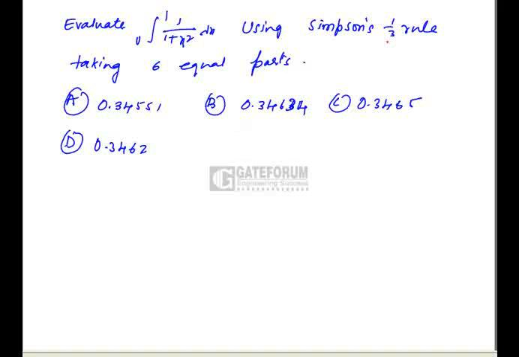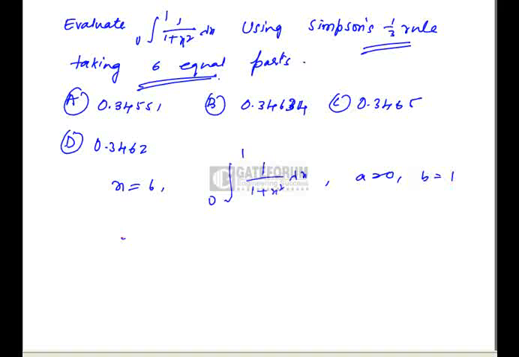In this problem, we have to evaluate the integral from 0 to 1 of 1 by 1 plus x squared dx by using Simpson's one-third rule, dividing into 6 equal parts. Now here n is given as 6 and the integral is from 0 to 1 of 1 by 1 plus x squared dx, whereas a is 0 and b is 1. Let us calculate h. h is nothing but b minus a by n, which is 1 by 6.